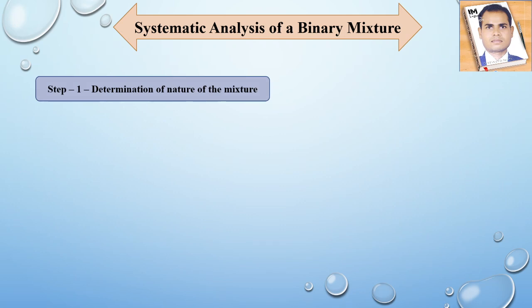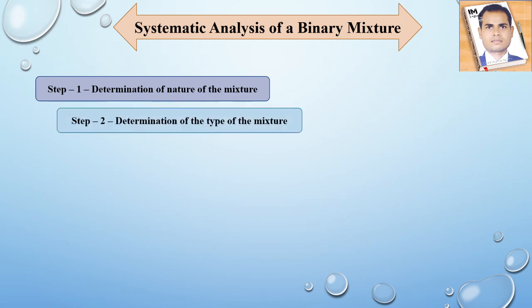Now, by different steps we have to analyze that binary mixture. The first step is the determination of the nature of the mixture. In detail, first of all we have to determine the nature of that mixture. That is the first step. The second step is determination of the type of the mixture. It may be acid, base, phenol, or neutral, and which type of compound is present, that we have seen.